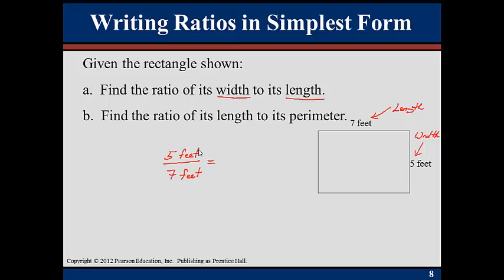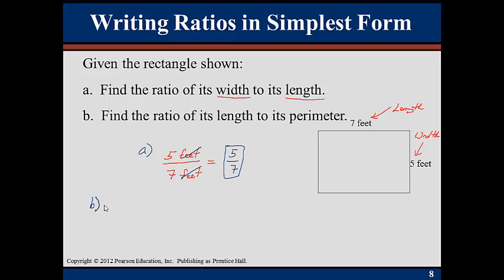Now, because we have feet divided by feet, they cancel each other out, and we're left with just 5 over 7. That's part A. And then part B says find the ratio of its length to its perimeter.